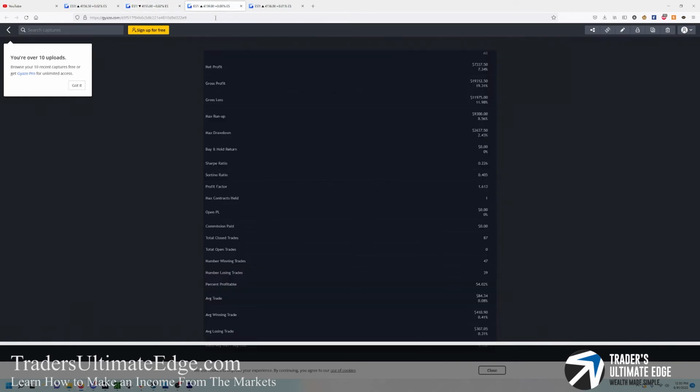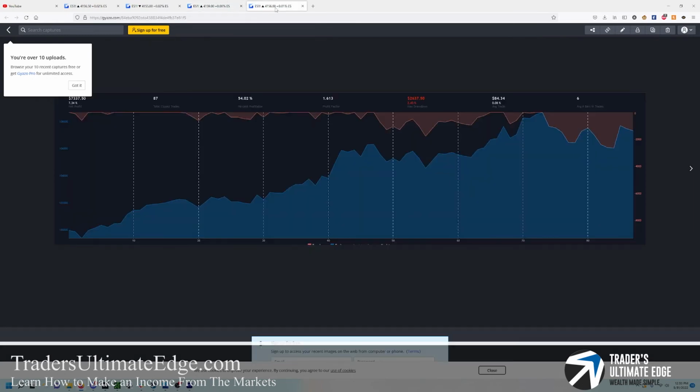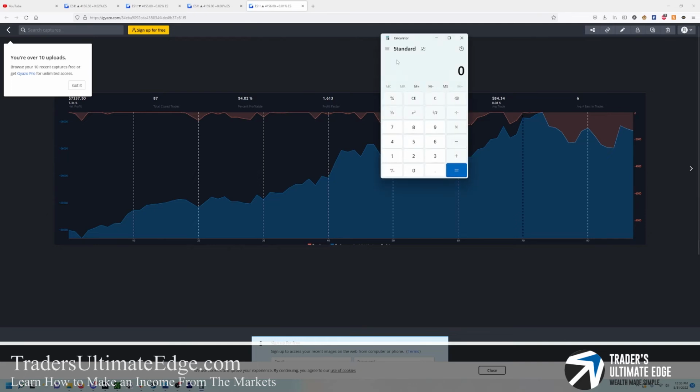Okay, now let's look at the short side. Short side shows a net profit of $7,337 and a profit factor of 1.61. Let's look at the equity curve. Here's the equity curve for the short side. As you can see, it looks a lot like the long side. What's important here is that it's smooth and going upward.